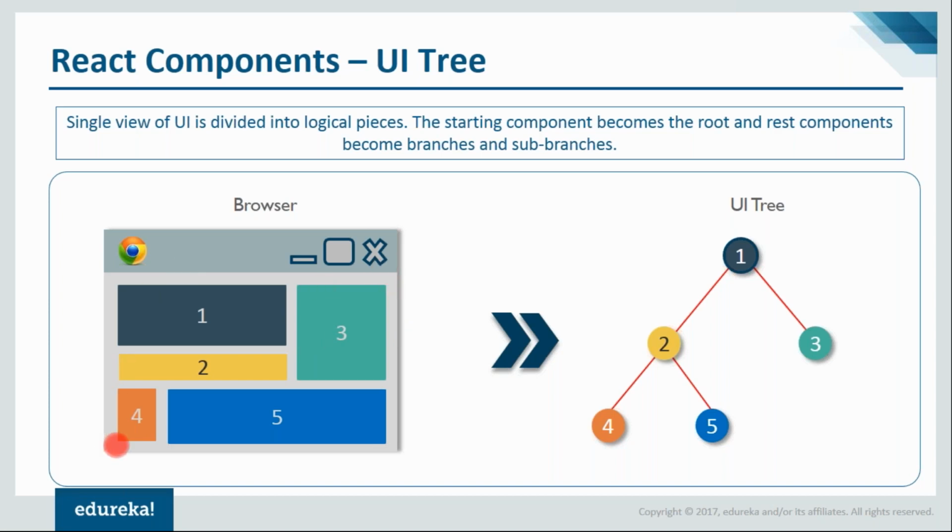Okay, the example that I'm talking about is this one, and these are the two child components, and there are two other child components for component number 2. Now this will act as a parent for components 4 and 5.